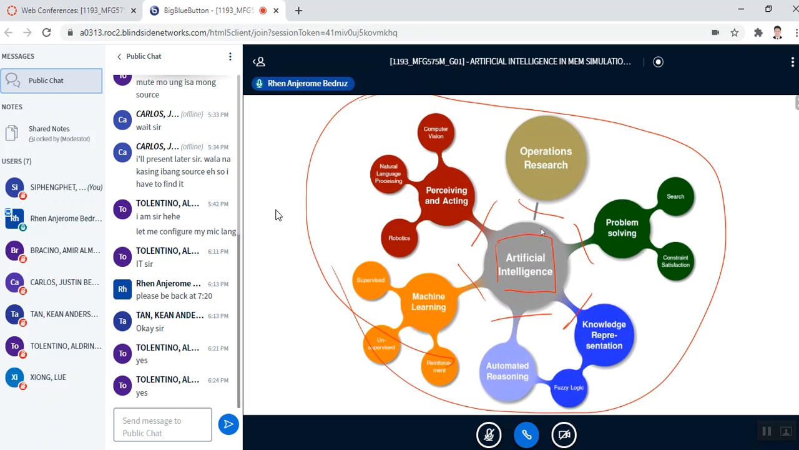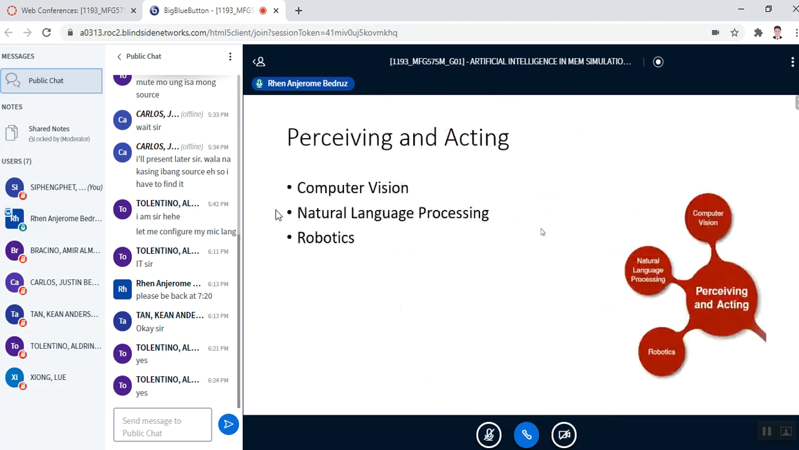So what are these things? What do you mean by operations research? What do we mean by perceiving and acting, machine learning, automated reasoning, knowledge representation, problem solving? What do we mean by them? So let's start with perceiving and acting. Artificial intelligence is used in perceiving and acting.